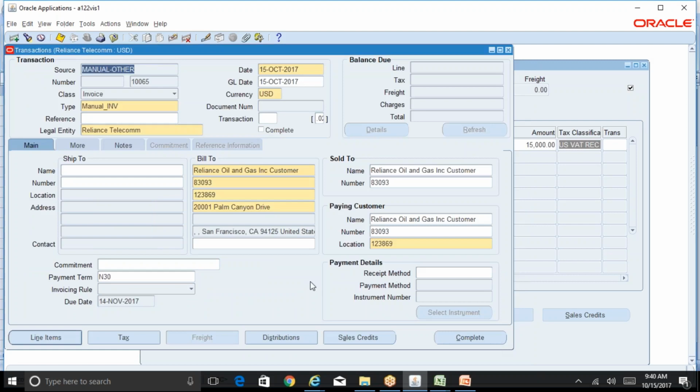So in that case, what about other countries? That's what I'll show you now. Based on our rules, if I try to enter a ship to or a bill to for a country other than US, it will not calculate any tax because we did not set up any tax rules for the other countries. If I try to select a ship to or bill to, say India or Canada, the system will not calculate because we did not do any setup.